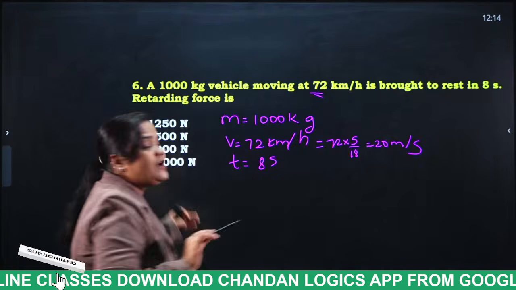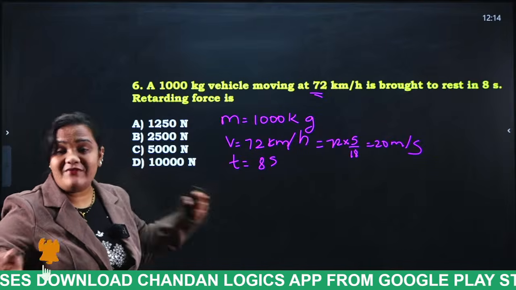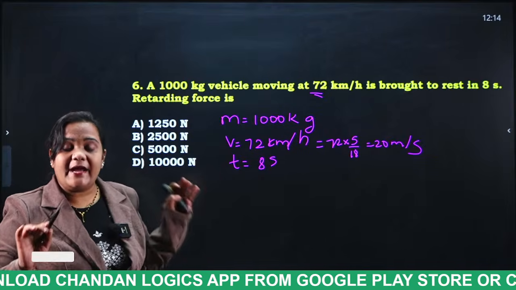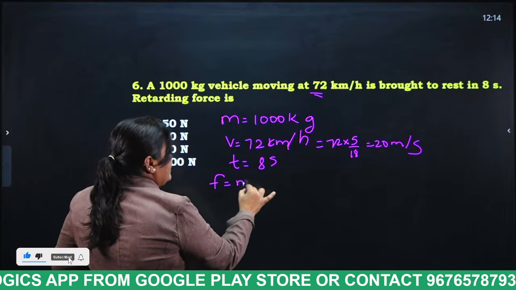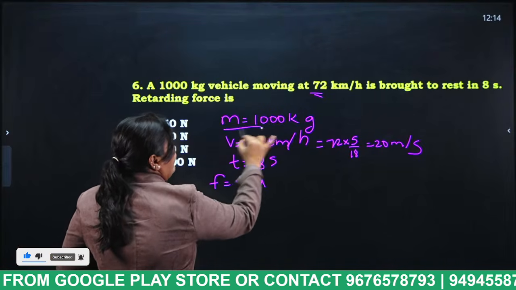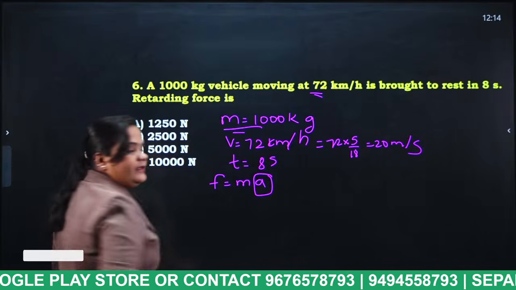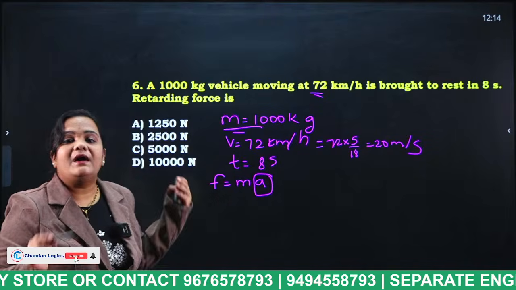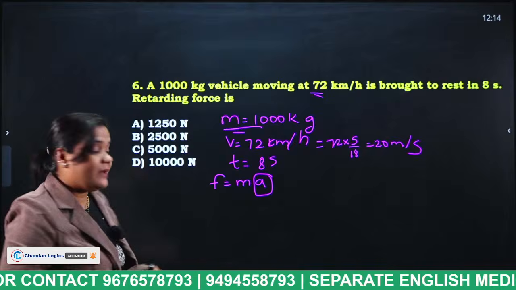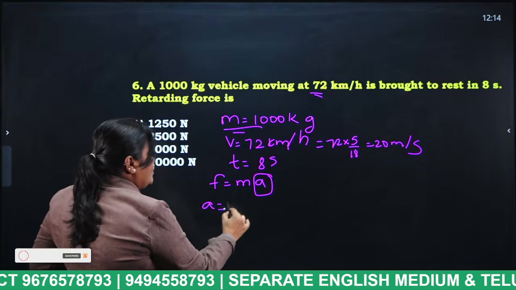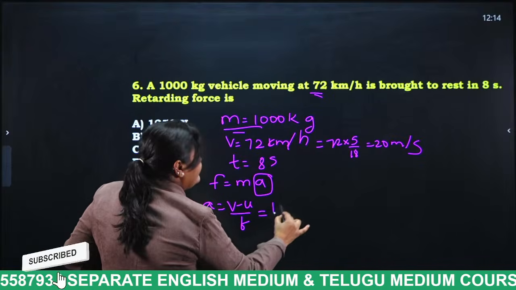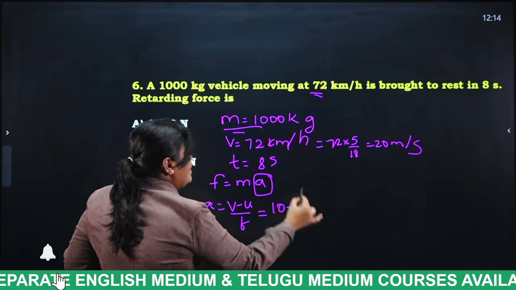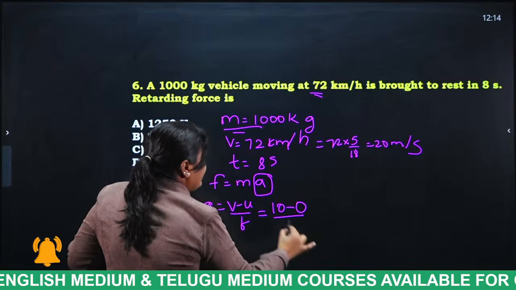So at first, what do we have to find, students? We all know very well, as per Newton's second law, F is equal to ma. So we already know what m is, so we have to find a. From the first equation of motion, we all know that a is equal to v minus u by t. So v is 10, minus initial velocity, which will be 0, and finally t is 8.